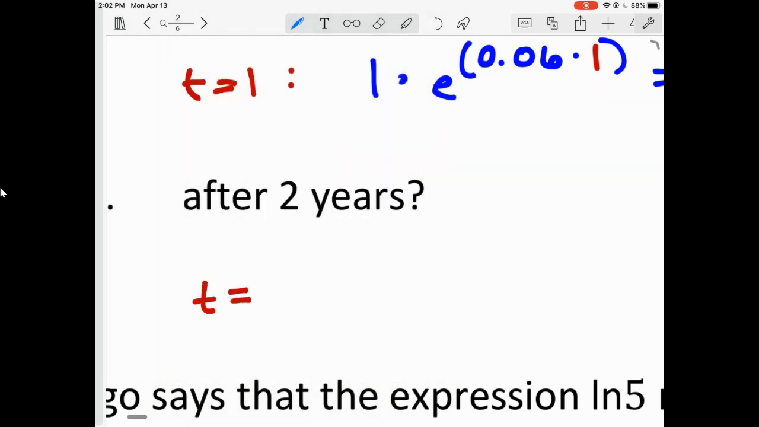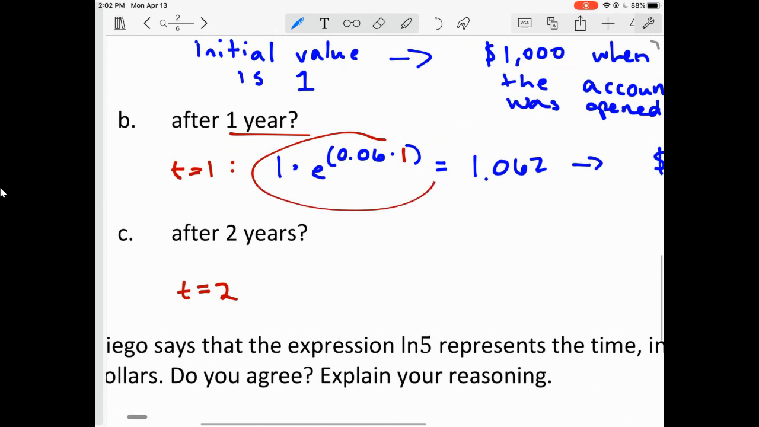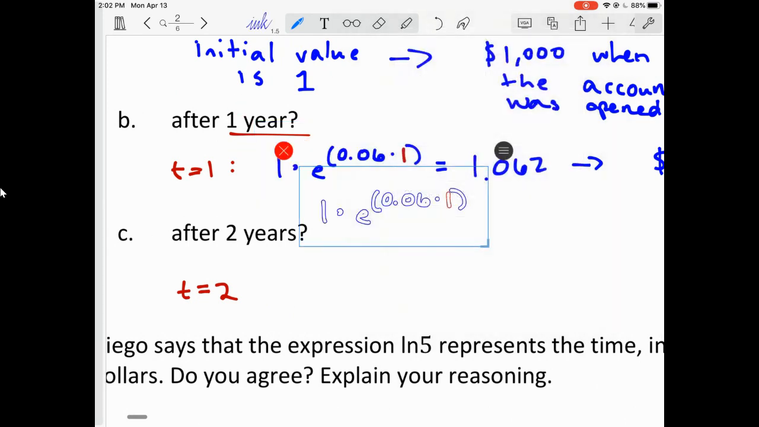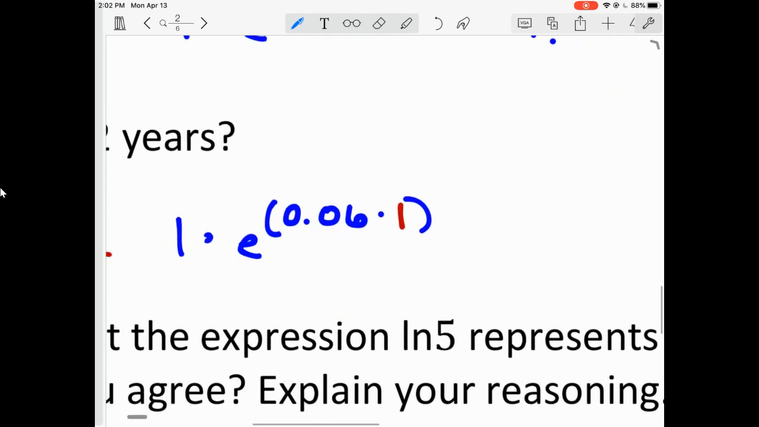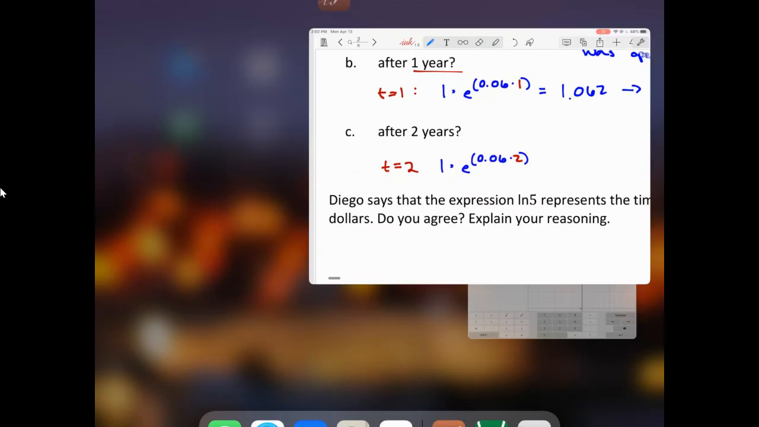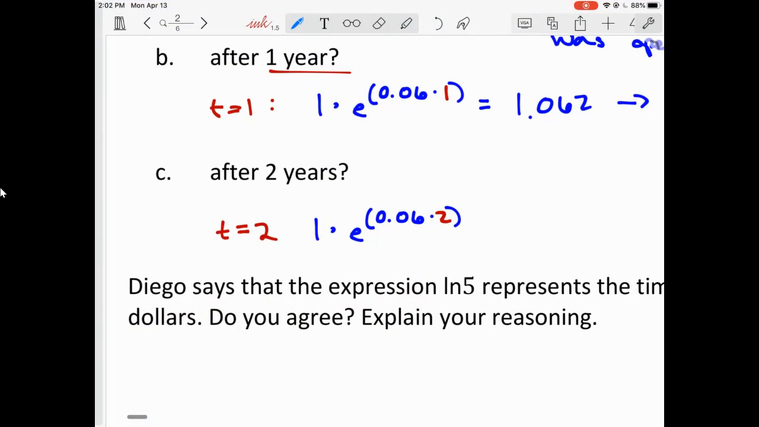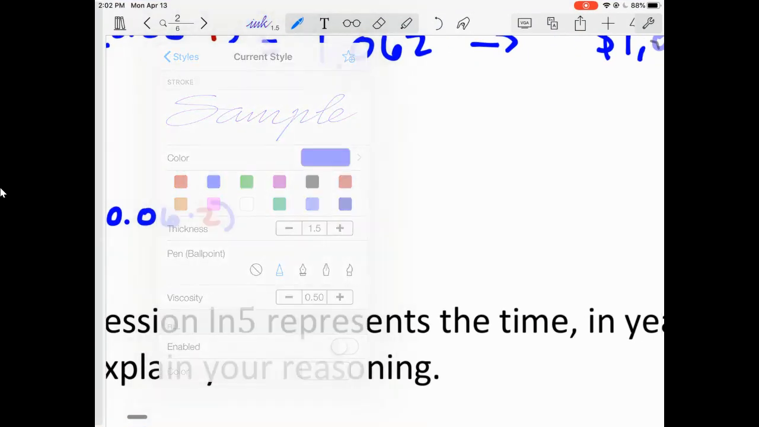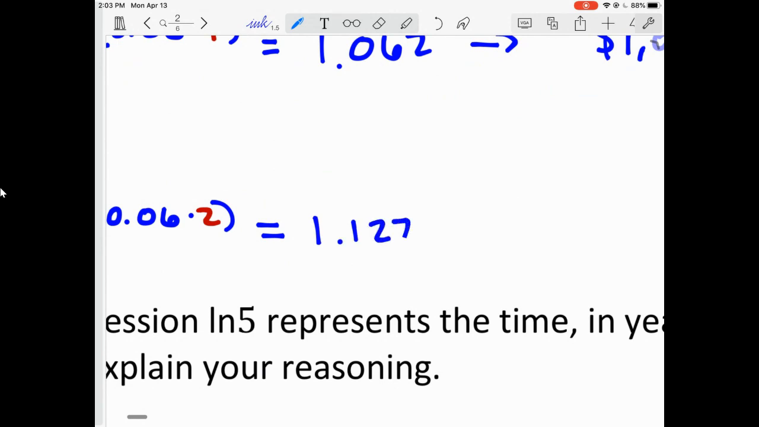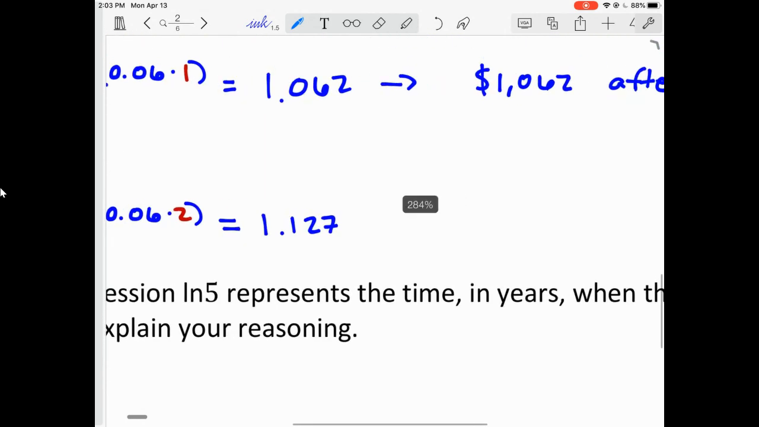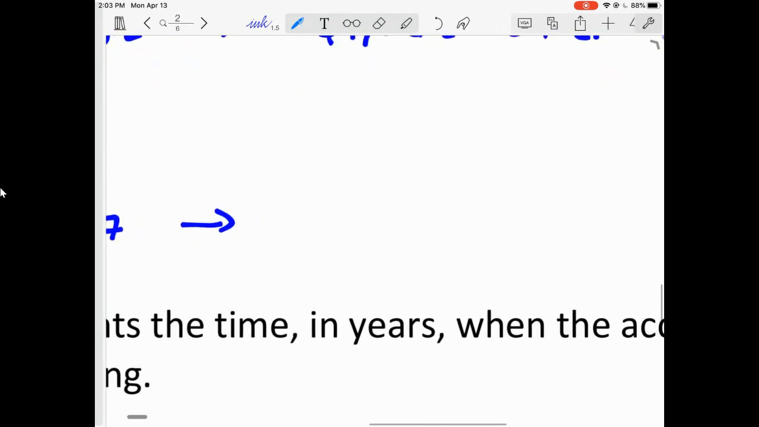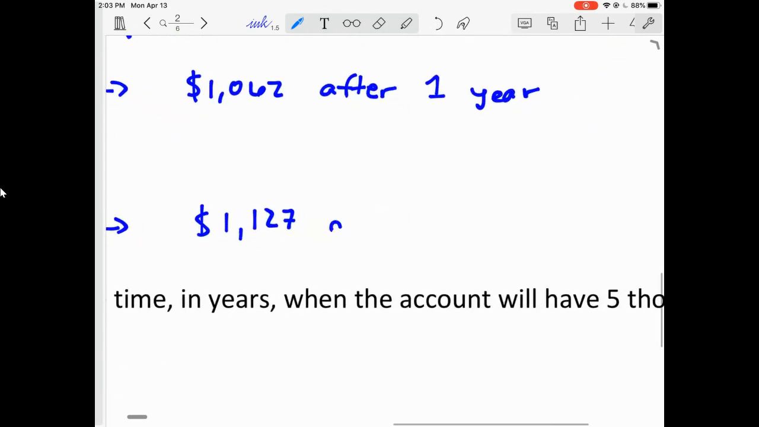This time, t should equal 2. We'll take the same expression here, but this time instead of 1, t is 2, which means we can calculate it again. And we get 1.127. So 1.127 thousand is $1,127 after 2 years.